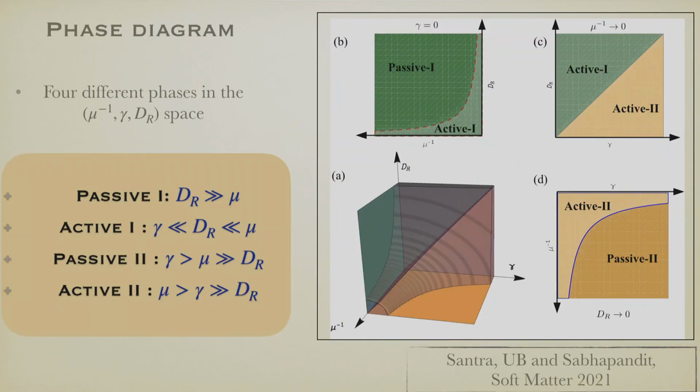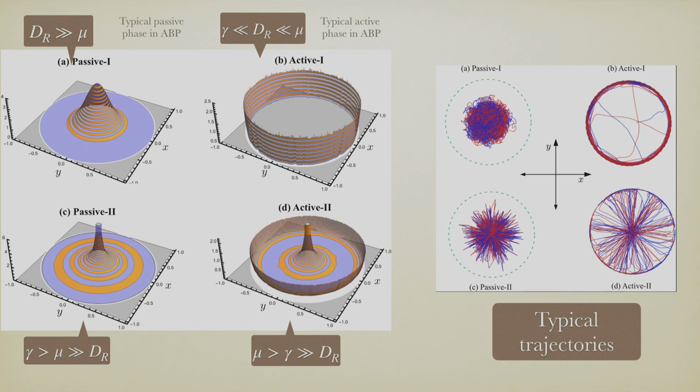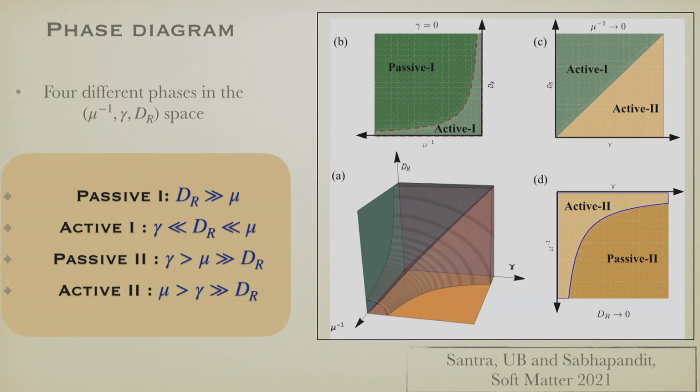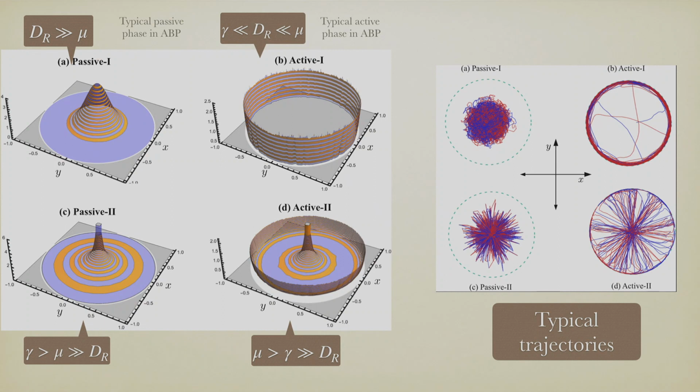Here instead we also have these shape transitions, but we see two novel phases, two novel active and passive phases. Here is the schematic phase diagram in the dr, gamma, mu inverse space. What we find is that if dr is much larger than mu, so the strength of the trap is weak, then we get the usual passive phase: a single peak near the origin. On the other hand, if both the active parameters are much smaller than the trapping parameter, then we have the usual active phase, which is this.